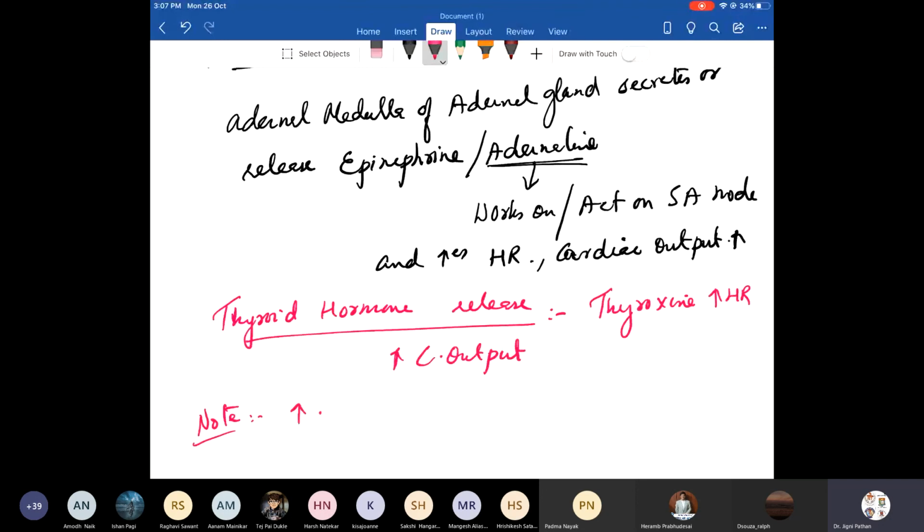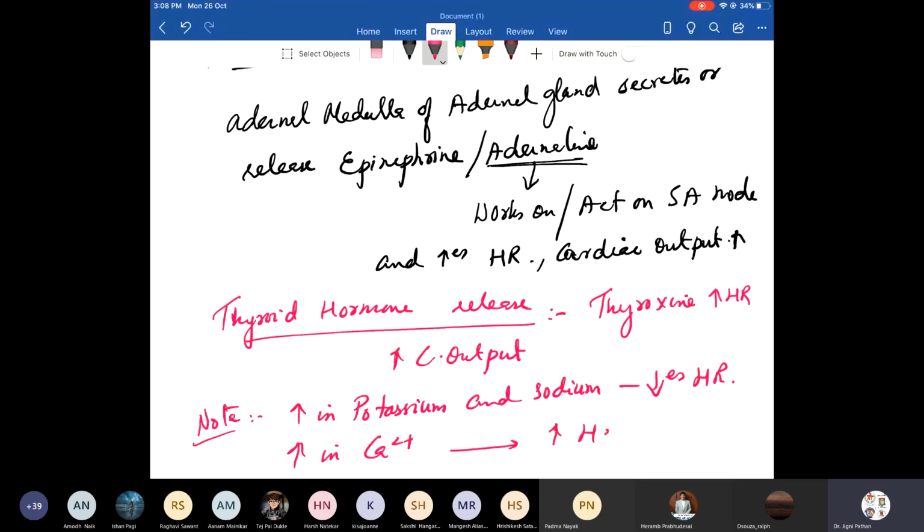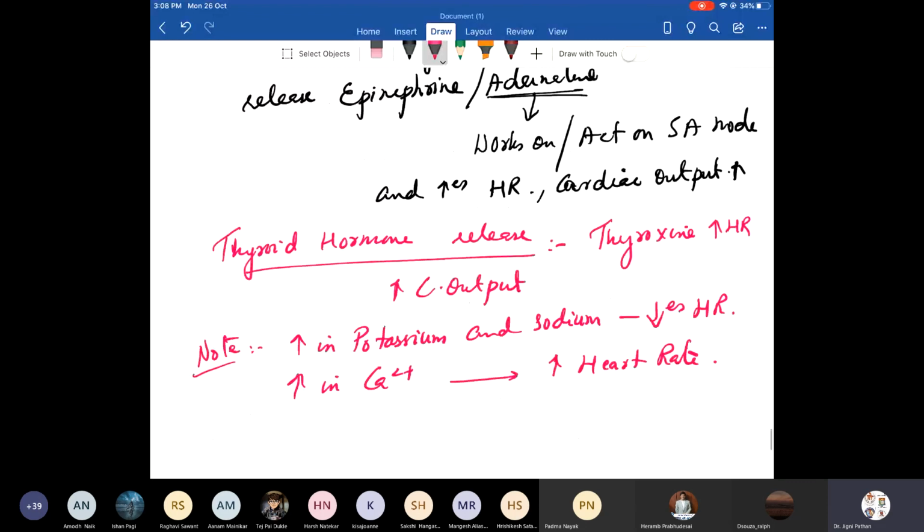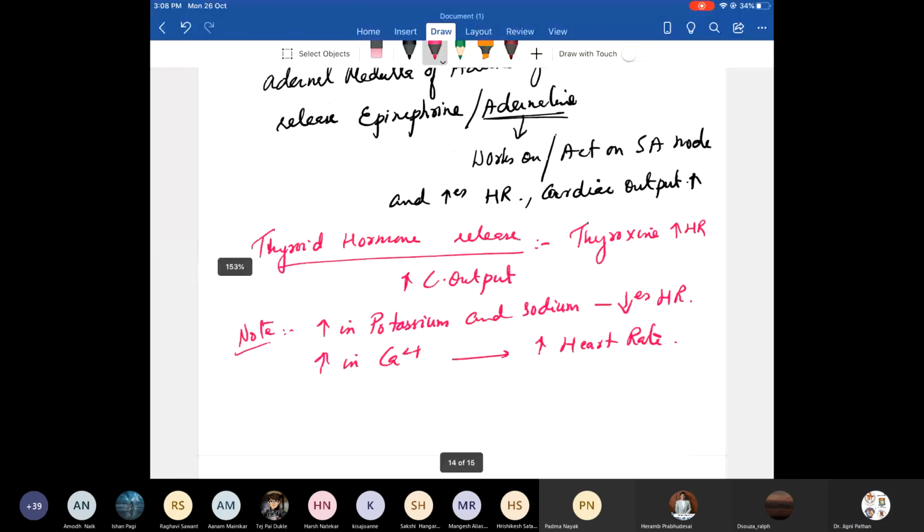Note, increase in potassium and sodium decreases the heart rate. Okay. Whereas increase in calcium increases the heart rate. Is it clear?